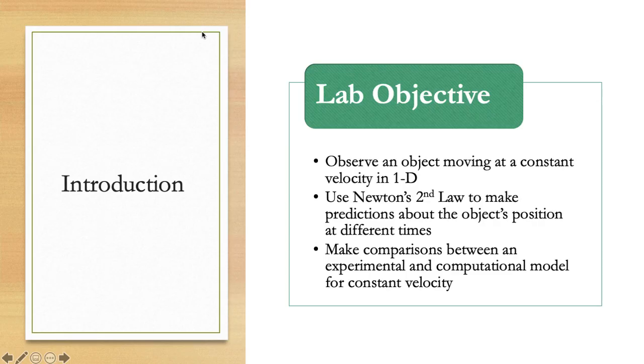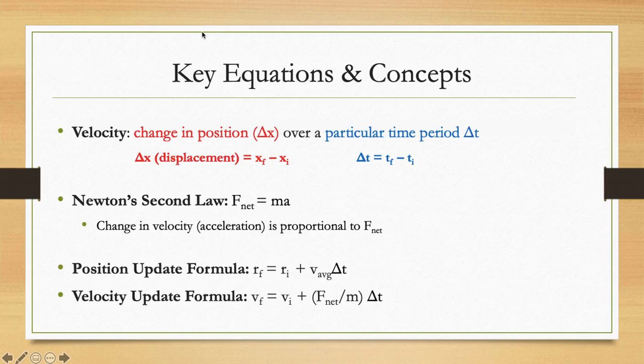The main objective of this lab was to observe an object, or in my case a spherical ornament, moving at a constant velocity in one dimension. Another objective was to use Newton's second law to make predictions about the ornament's position at different times.